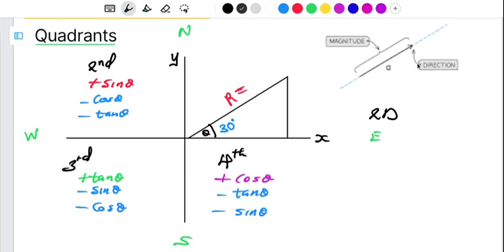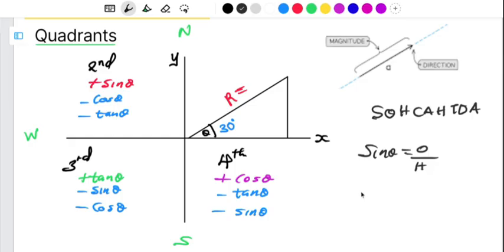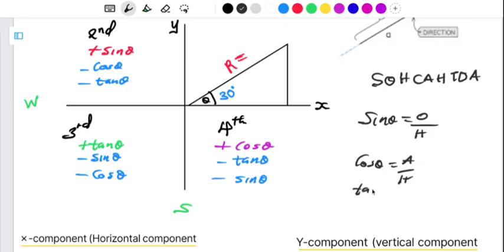You and I know that if I write SOHCAHTOA here, I need to have sine theta as the opposite over hypotenuse, then cos theta as adjacent over hypotenuse. Then the last one is tan theta, which is going to be equal to opposite over adjacent.